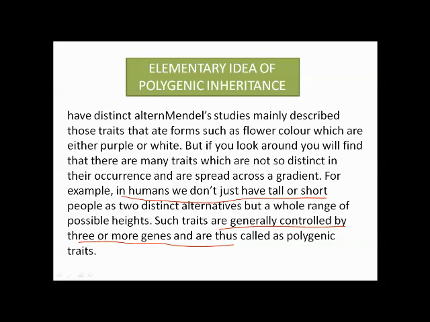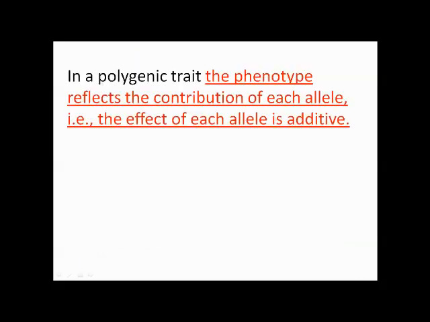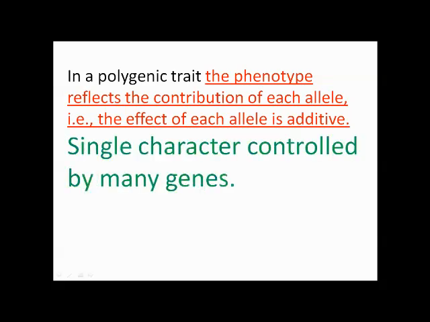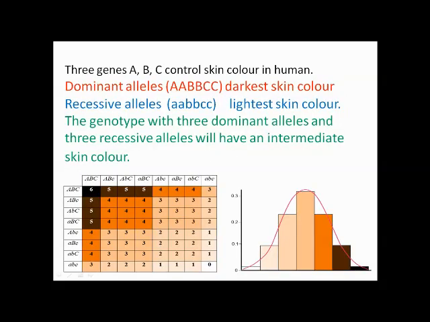Poly means many and genic means genes and the traits. Many genes are controlling a single trait. So in a polygenic trait, the phenotype reflects the contribution of each allele, that is, the effect of each allele is additive. A single character is controlled by many genes. To remember this, we can remember this phrase: a single character controlled by many genes. The best example of this is skin color in humans.